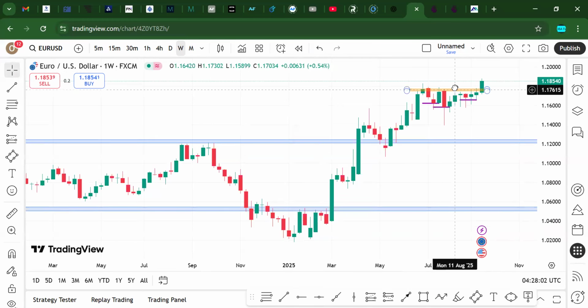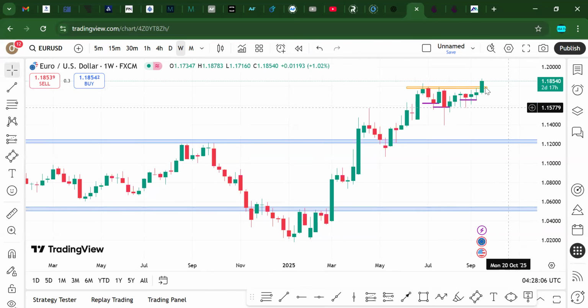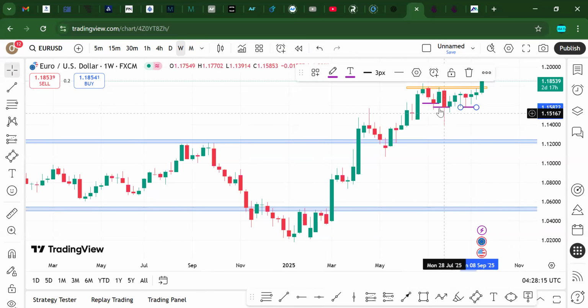Yeah, so I can take this as the neckline, and of course, from what we can see, even on the weekly time frame, there's a clean break of the neckline already. So I can just pull this downwards to come to the wicks.